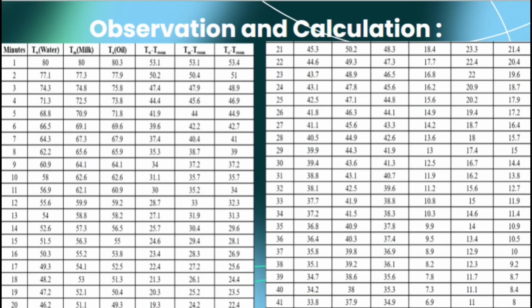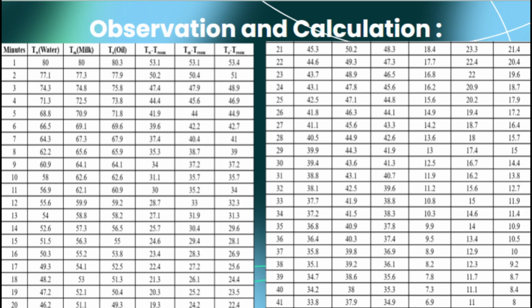Observation and calculation. The temperature of the surrounding when the reading was taken was 26.9 degrees Celsius. I have recorded the values of the temperature of water, milk and oil starting from 80 degrees Celsius till the time it reaches the room temperature, and calculated the difference between the temperature of the liquid at time T minus the room temperature and entered it in a separate column.